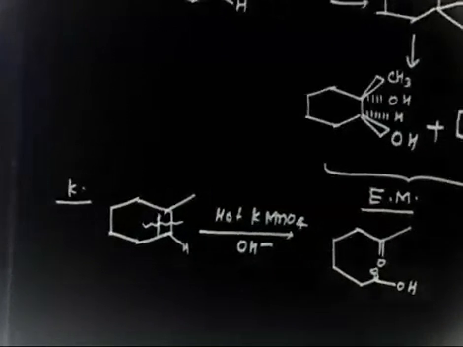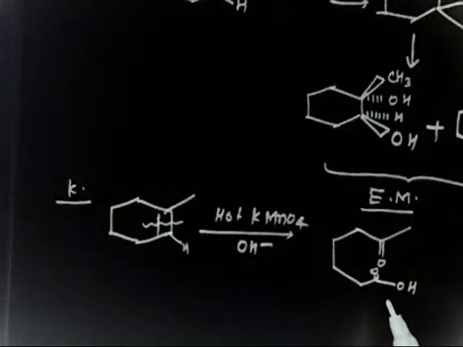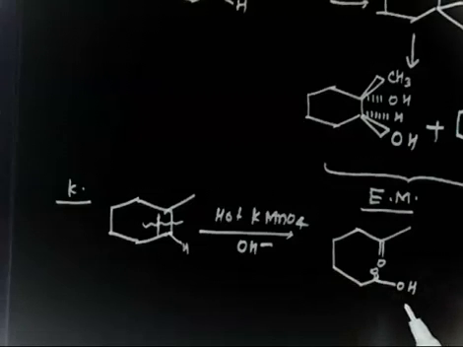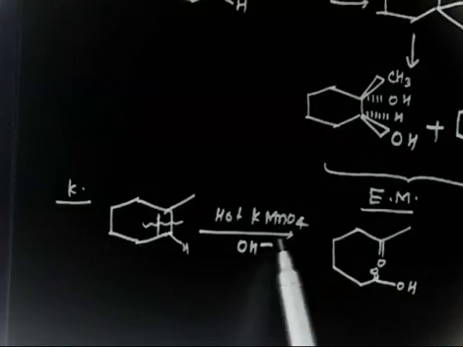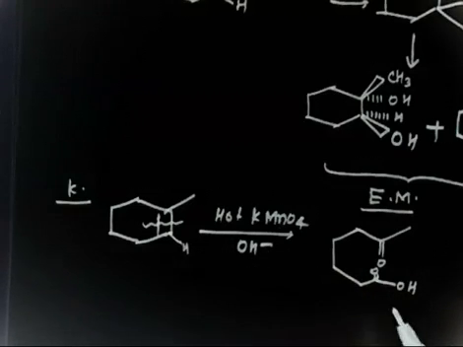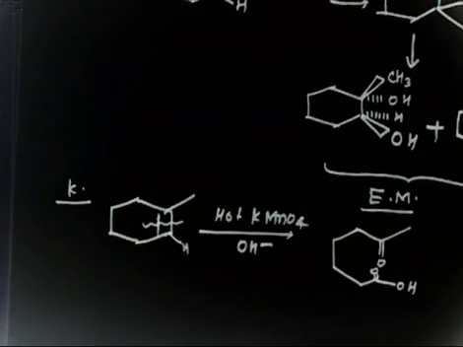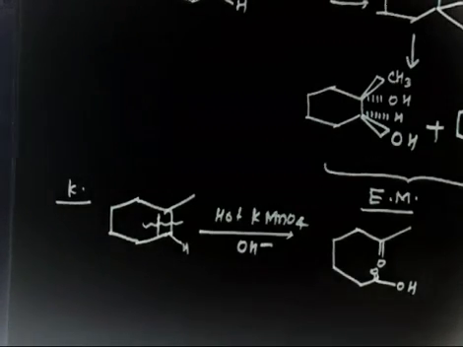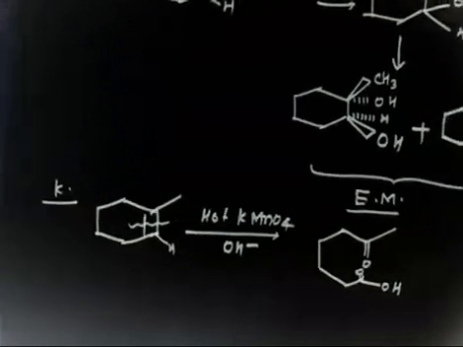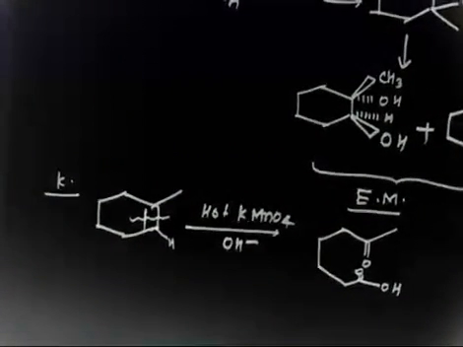If I have a reductive ozonolysis, I will have aldehyde on this side. If I have oxidative ozonolysis, I will again have acid. If I simply use KMnO4, OH minus in basic medium, I will have acid this side. Are you getting it or not? So let us copy this one and then we will do the next problem. Okay, I think all of you have copied this one.